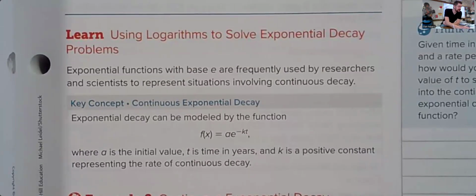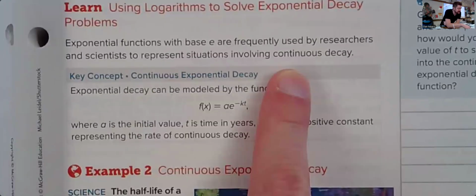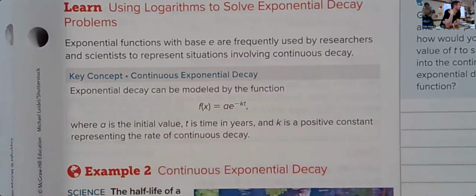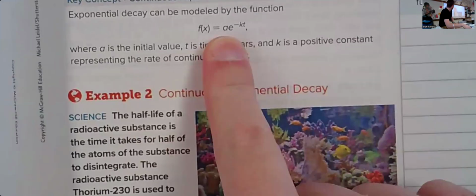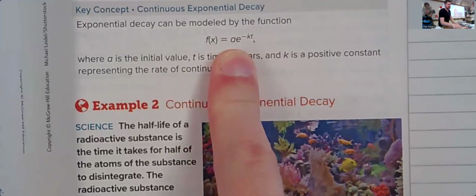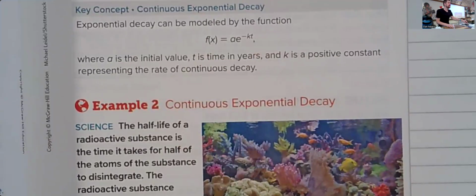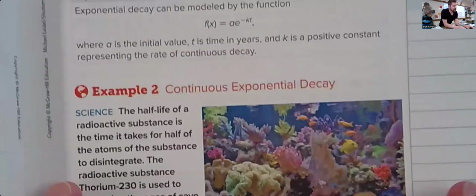So exponential functions with a base of e are frequently used by researchers and scientists to represent situations involving continuous decay as opposed to continuous growth. So decay, what's the only difference here in this function versus growth? The negative, yeah. So negative implies that the growth rate is negative as opposed to positive, which means it's decreasing as opposed to increasing. So A is the initial value. K is a positive constant representing the rate of continuous decay, but it's the opposite of that, so that means it's decreasing. So here we go.